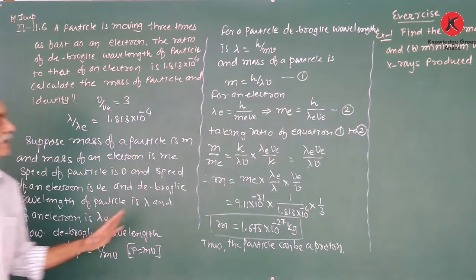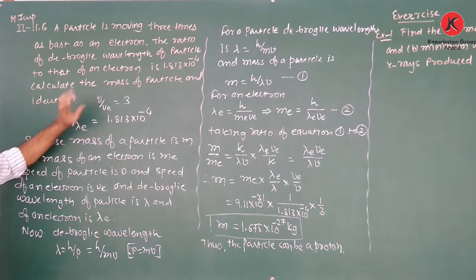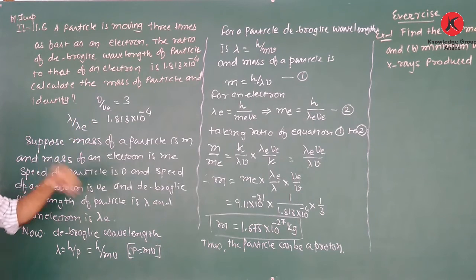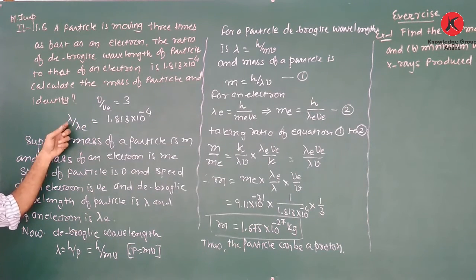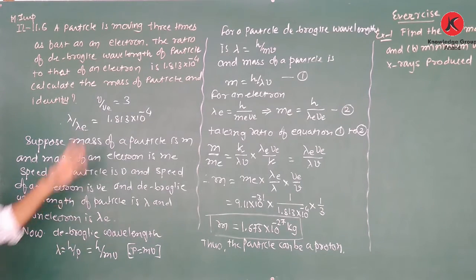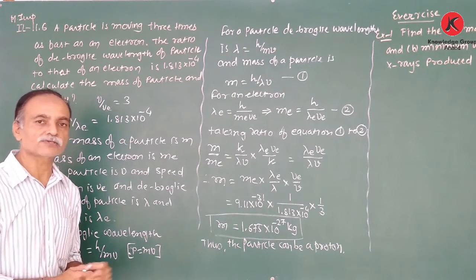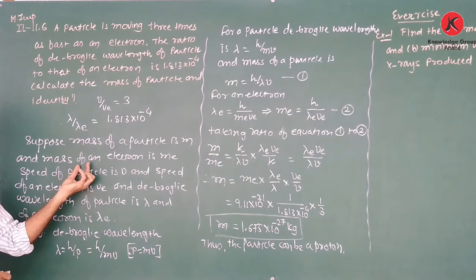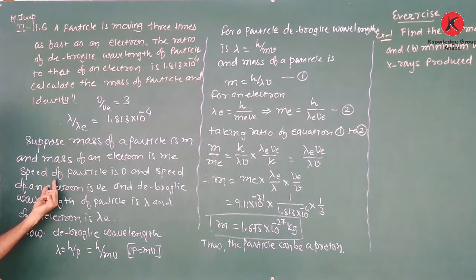So, where is the numerical? Here from the question, the ratio of the speed of particle to the speed of electron is given as 3, because the particle's speed is 3 times more, and the de Broglie wavelength ratio for particle and electron is given as 1.813 into 10 raised to minus 4. We want to find the mass of the given particle and also identify it. For that purpose, we assume the mass of particle is m, mass of electron is me, speed of particle is v, speed of electron is v, and the de Broglie wavelength of particle is lambda and of electron is lambda e.